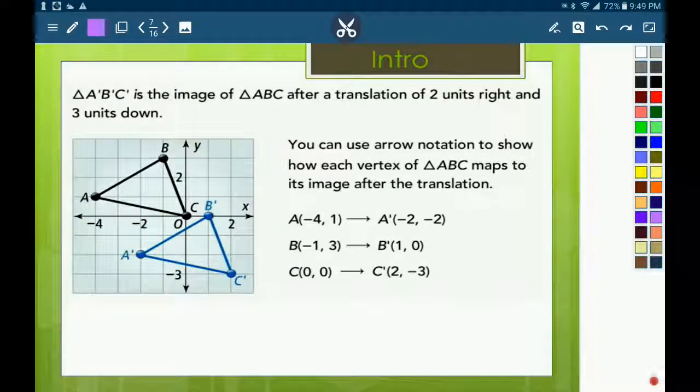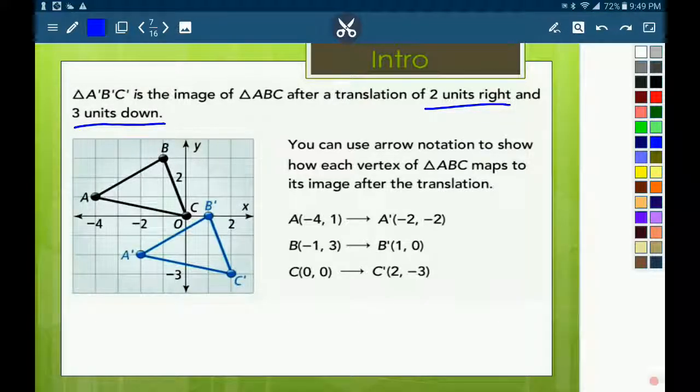All right, so here's another little intro to example 2. It says triangle A prime, B prime, C prime is the image of triangle ABC after a translation of 2 units right and 3 units down. Okay, 2 units right, 3 units down.